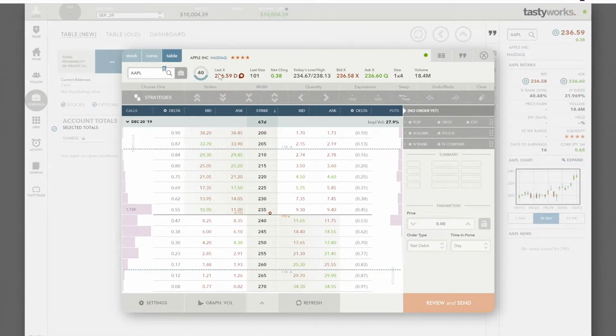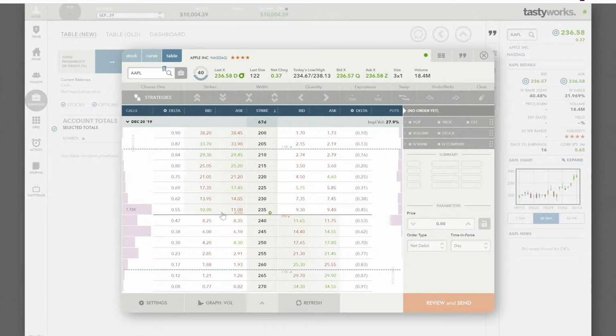So let's say the current price is 236.50. Let's just look at the at the money options. 235 calls trading for $11. So the current price is $11. You can see the delta here is 0.55.